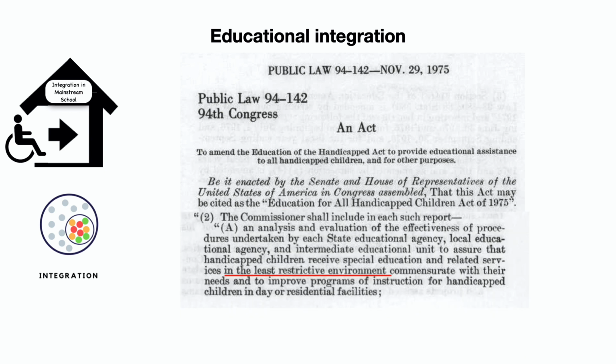This federal law introduced the concept of the least restrictive environment where their educational needs could be appropriately met. It marked a breakthrough in the shift away from segregated provision towards more integrated settings where disabled children and young people could be enabled to learn alongside their peers.